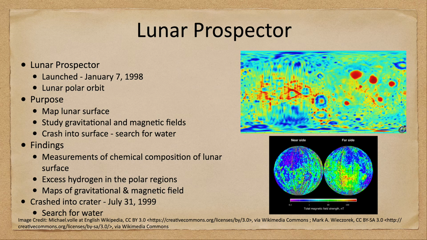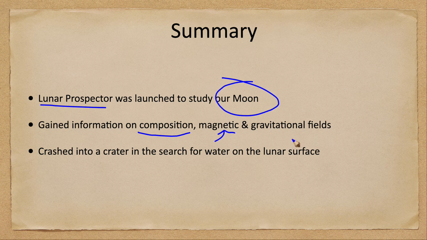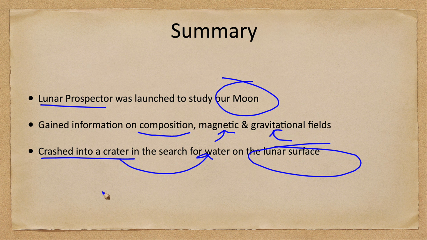So let's go ahead and finish up with our summary, and what we've looked at today is the Lunar Prospector, a craft launched to study our moon, learning about the composition, the magnetic, and the gravitational fields, and at the end of its mission it was crashed into a crater in a search for water on the surface of the moon. So that concludes this discussion of the Lunar Prospector spacecraft.